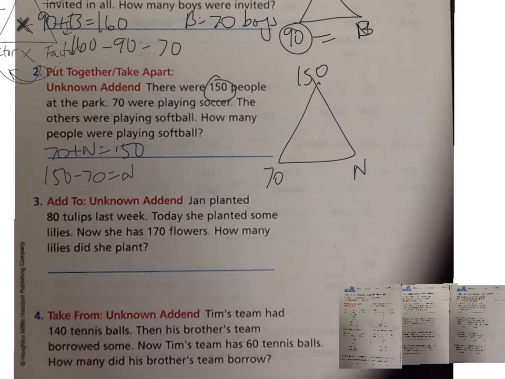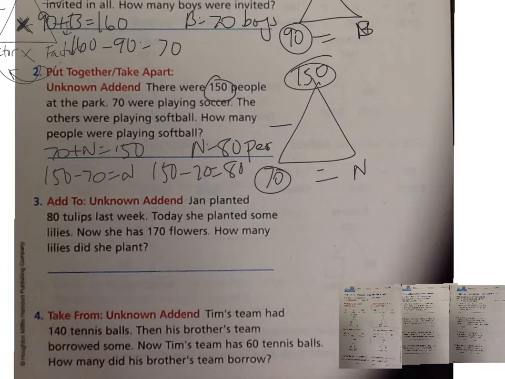I like 70 plus N because it tells you we're missing the other add-in, that's a little easier to see. But, once again, 150 minus 70 equals N. So, 150 minus 70 equals 80. So, N equals 80 people. Or 80 persons. 80 people would work. I like that better than persons.